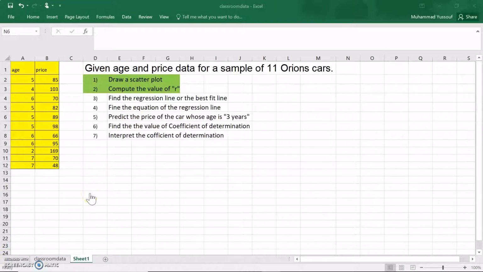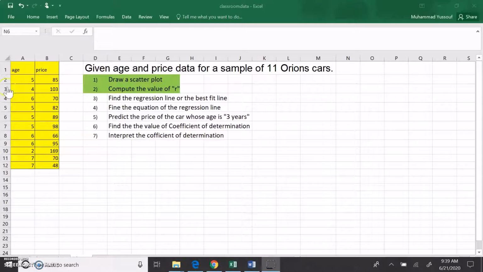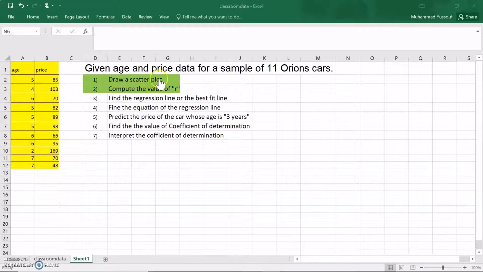Given the age and the price data for a sample of 11 Orient cars, you have to do these 7 parts. Draw a scatter plot, compute the value of R, find the regression line or the best fit line, find the equation of the regression line, predict the price of a car whose age is 3 years, find the value of the coefficient of determination, which I will explain in this problem, and interpret the coefficient of determination. The first 2 parts I already did in my previous video, but for the sake of completeness I'm doing them again.